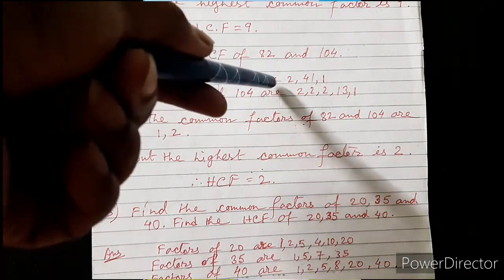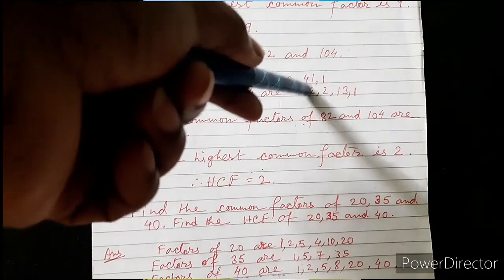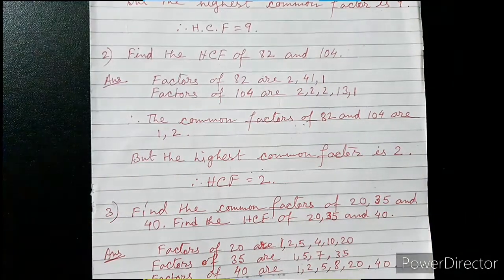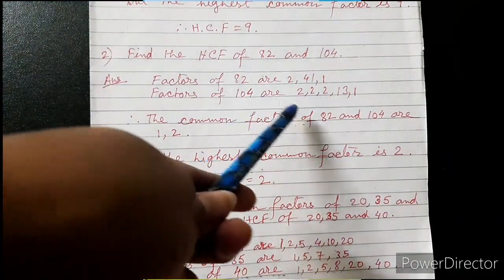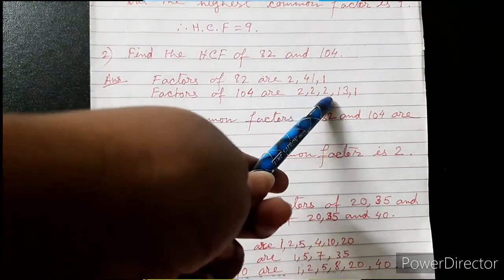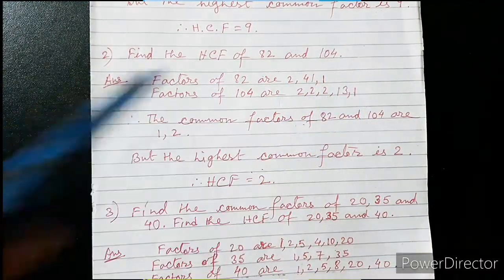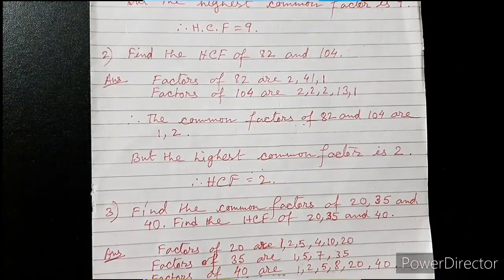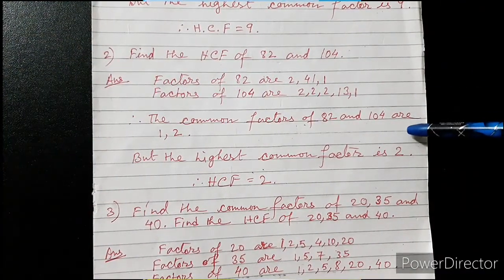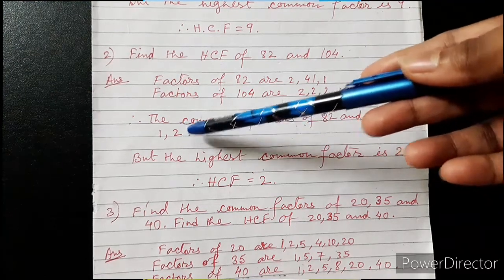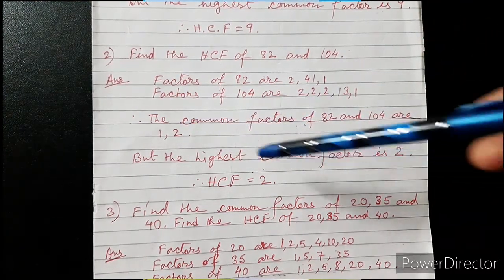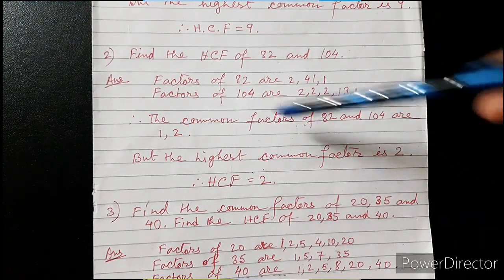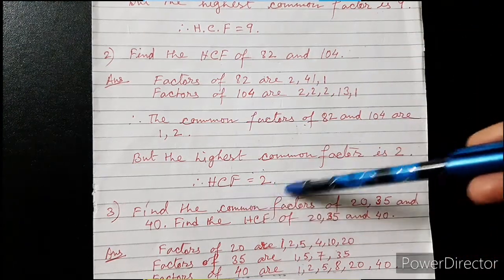Factors of 82 are 2, 41 and 1. And factors of 104 are 2, 2, 2, 13 and 1. So the common factors between these two are 1 and 2. The highest common factor is 2, so the HCF is 2.